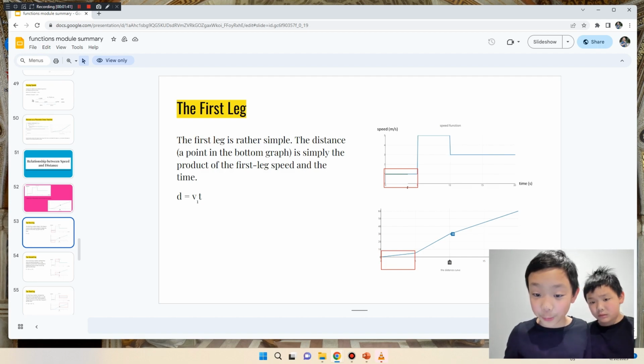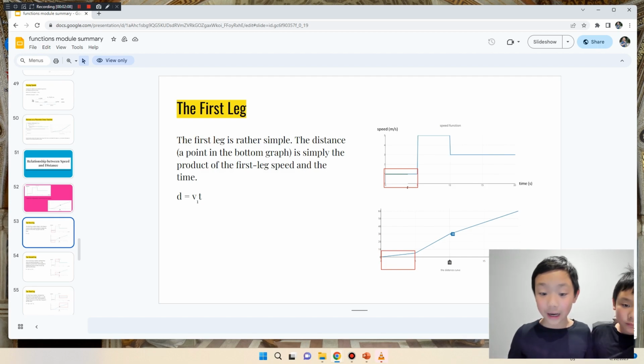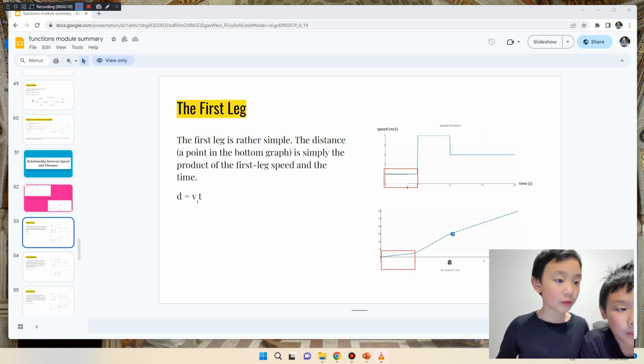This is 5 meters per second, because the line is here. It's 5 meters per second for another 5 seconds, because 5 to 10 is 5. And then that is 3 meters per second, because 3 is here. And that's how you read a speed graph.